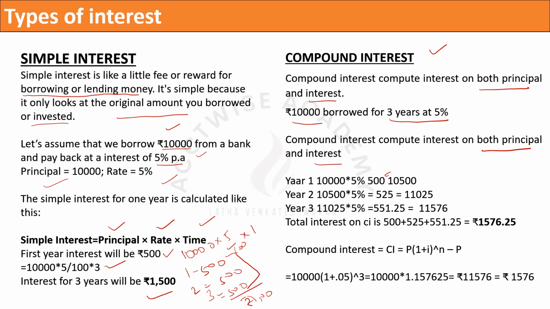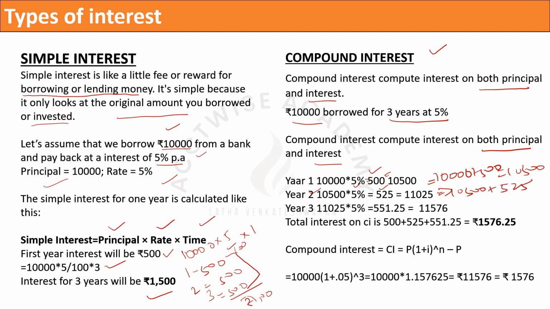So, for the first year, interest will be 10,000 into 5%, that is 500, and the amount will be 10,000 plus 500, that is 10,500, for the next year. Next year we have to take 10,500 into 5%, which comes to 525, and we will get 11,025 for the next year. How did we get that? 10,500 plus interest for the current year, 525.